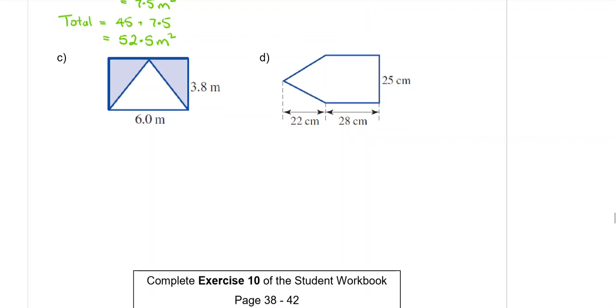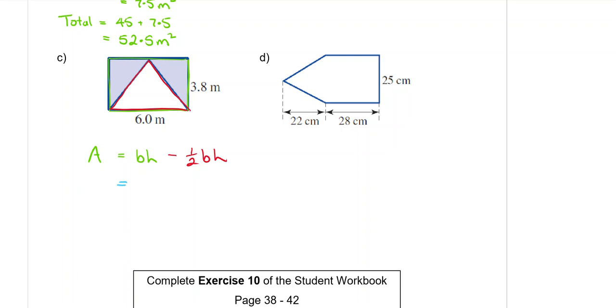Question C. We want to find the shaded area, which means I want to start with the outside rectangle, which will be A equals BH for the rectangle, but then I am cutting out the triangle. So I want to subtract a triangle, which is half BH. Okay, so there's my formula.